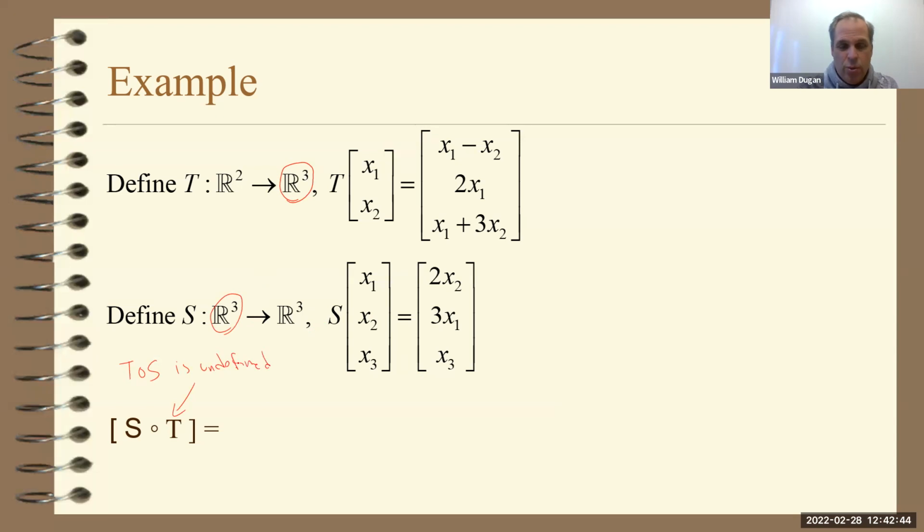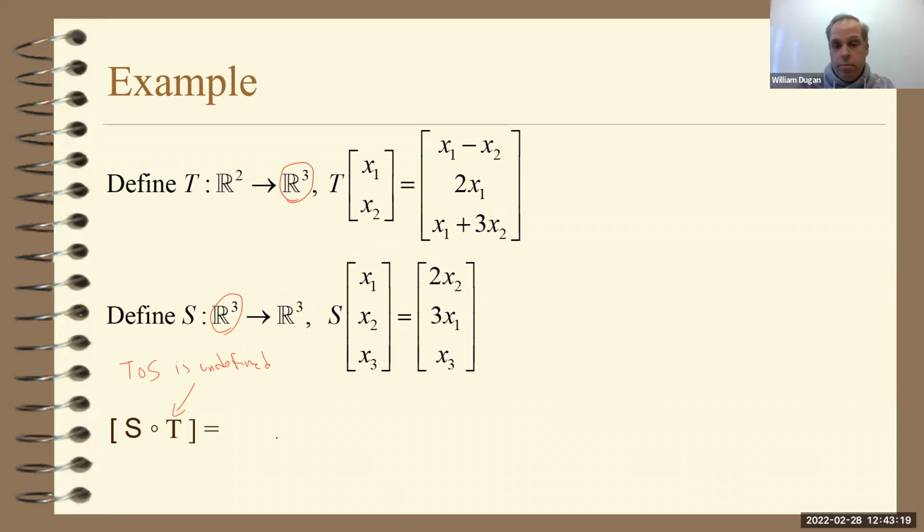We can't do the other order because in the other order, T composed with S, S would act first on R3 and give you back a vector in R3. But then T has to act on that next, and T can only be applied to vectors in R2. And this vector here is not in R2. So T can't be applied to it. So T composed with S is not defined, but S composed with T is.